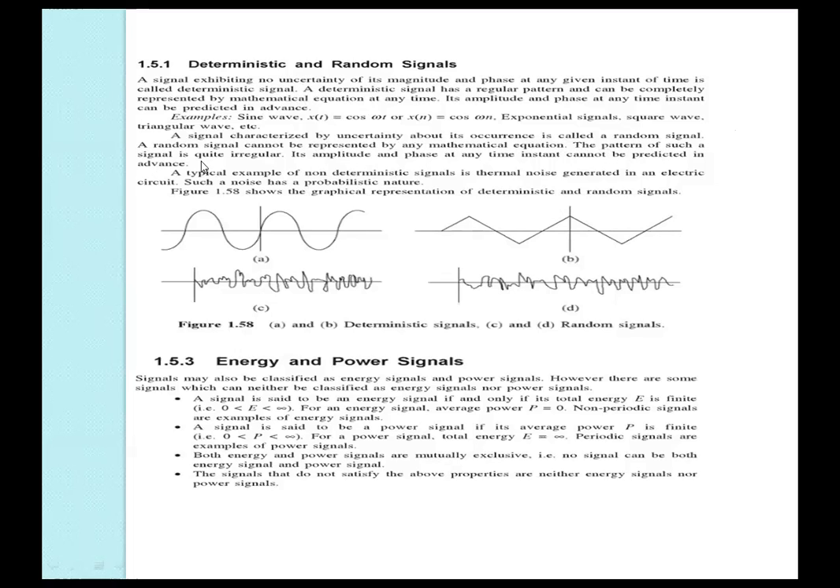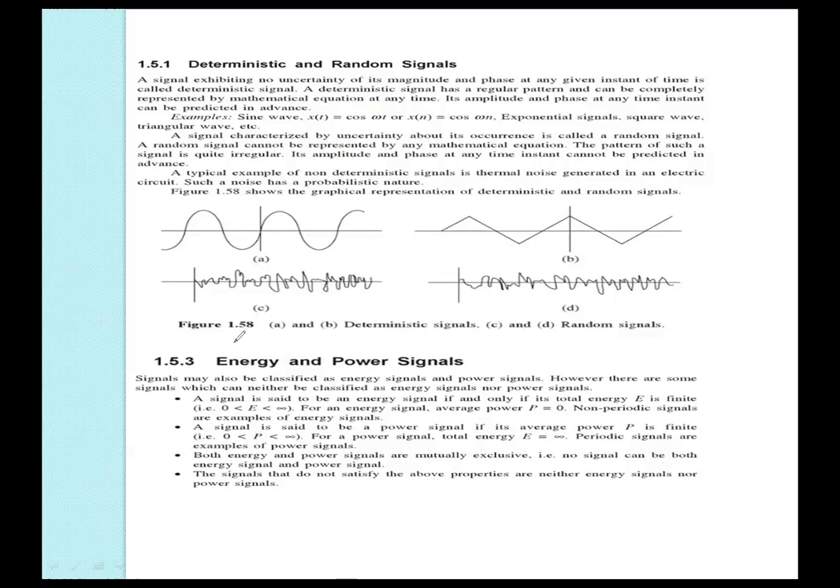The pattern of such a signal is quite irregular. Remember these points: regular and irregular. Regular is deterministic, irregular is a random signal. No uncertainty is deterministic, uncertainty is a random signal. If it is represented by a mathematical equation, it is a deterministic signal; if it cannot be represented by a mathematical equation, it is called a random signal. Got it, my students?